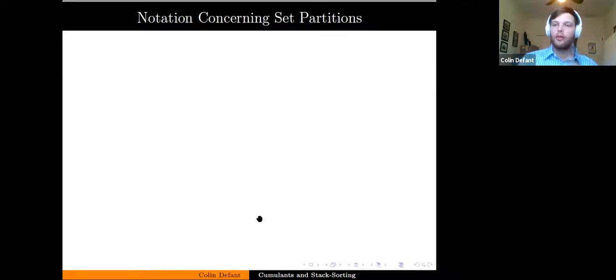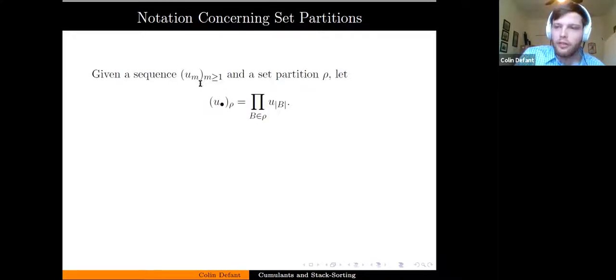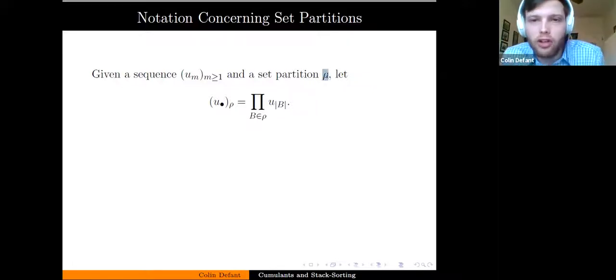Okay, and then finally, I had this question about computing fertilities of permutations. And in order to answer that question, I need to fix some notation involving set partitions. So let's say I have some sequence of numbers U sub n. So just think of this as some sequence of, say, complex numbers. It really could be any sequence of elements of a ring, but just think of it as a sequence of complex numbers. And I have a set partition rho.